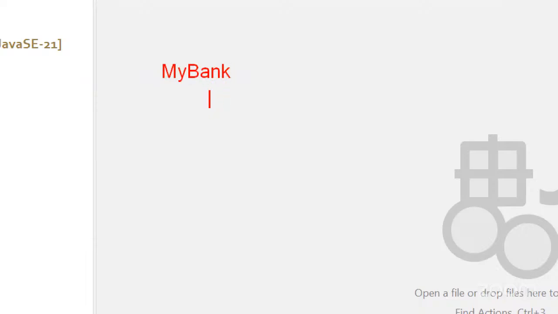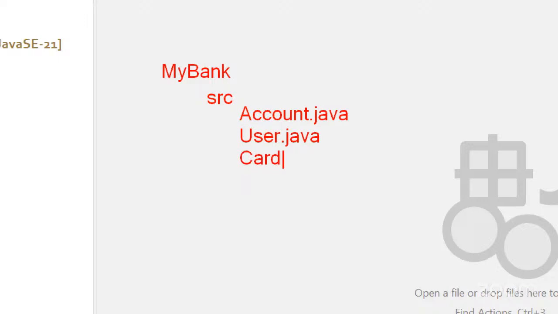Okay, in this project, the SRC folder is there. SRC means source folder. Source means your code. That's called source code. In SRC, I'm creating files like this: Account.java, user.java, card.java, netbanking.java. Are you able to follow me?